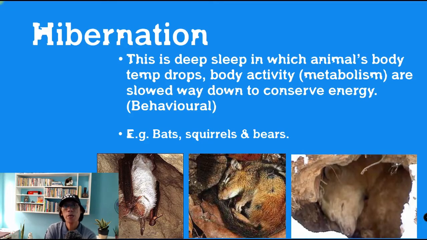Another example of behavioral adaptation is hibernation, which means deep sleep. So what happens during hibernation? The animal's body temperature drops, the body activity or metabolism slows down, paving the way for the conservation of energy. So hibernation is a combination of physiological and behavioral adaptation. And these are pictures of hibernating animals. The first one is a bat, this one is a squirrel, and this one is a bear.